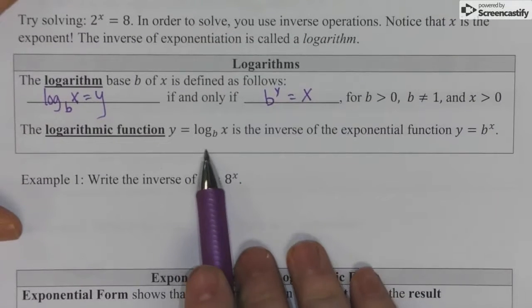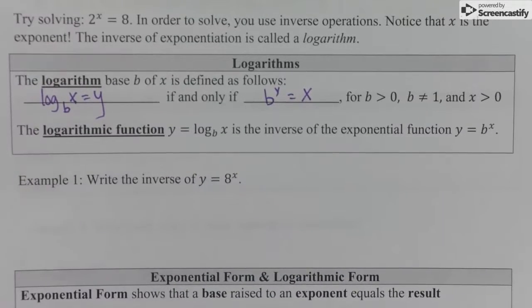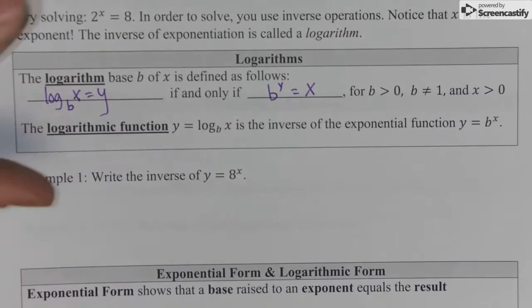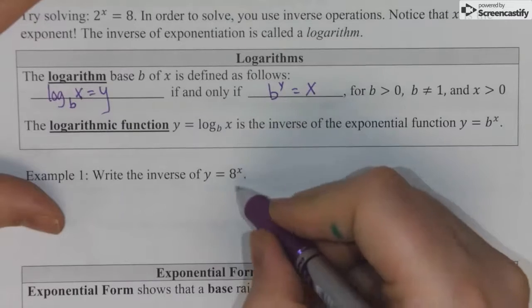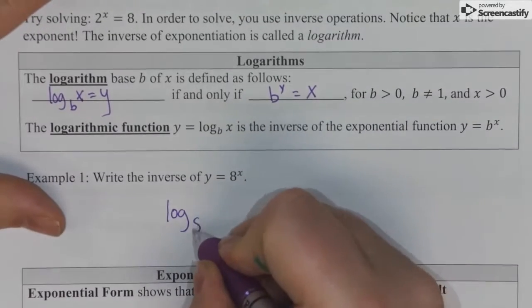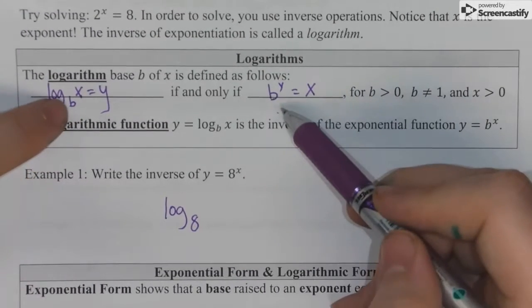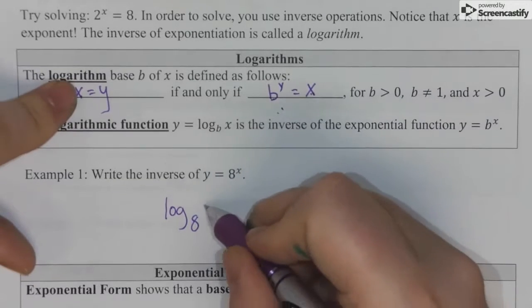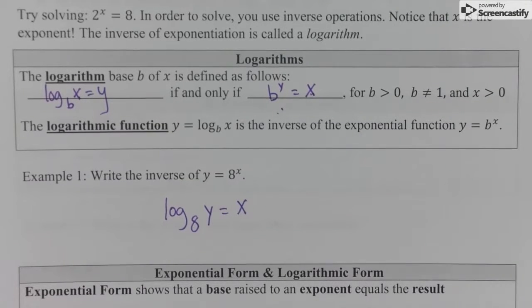The logarithmic function y equals log base b of x is the inverse of the exponential function y equals b to the x. So in your example, it says write the inverse of y equals 8 to the power of x. So for the inverse there, we would want to use a logarithm because this is an exponent. So log, our base is 8. And if we just look above, our base is 8, so the b goes down below here. The value taking the role of the x is y, and our exponent is x. So this would be log base 8 of y equals x.